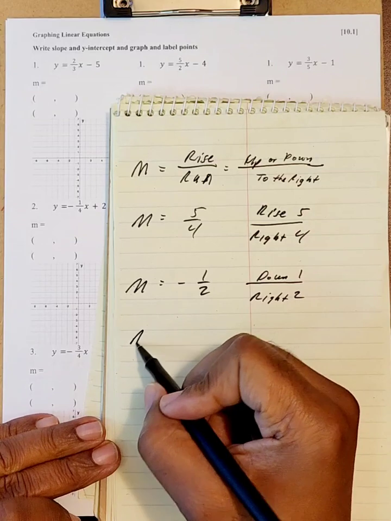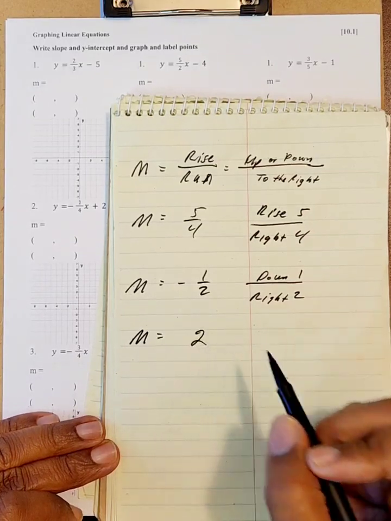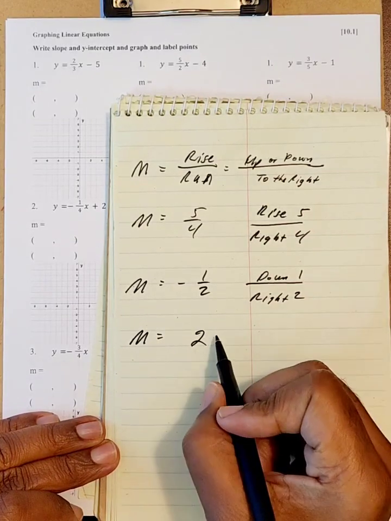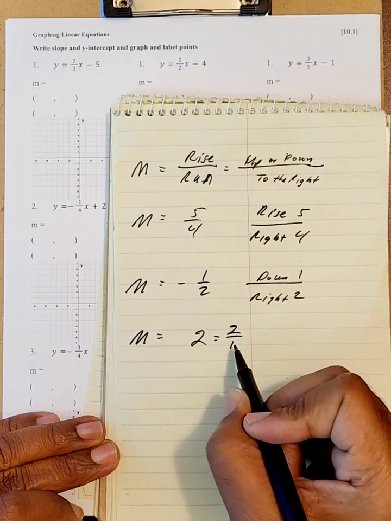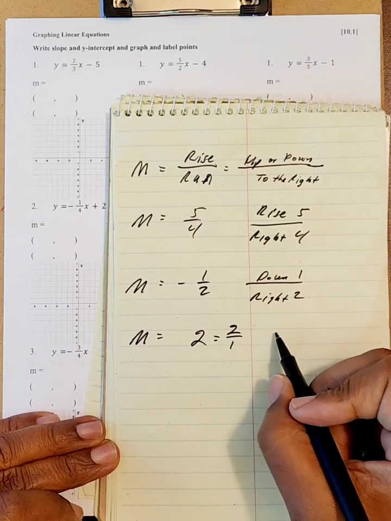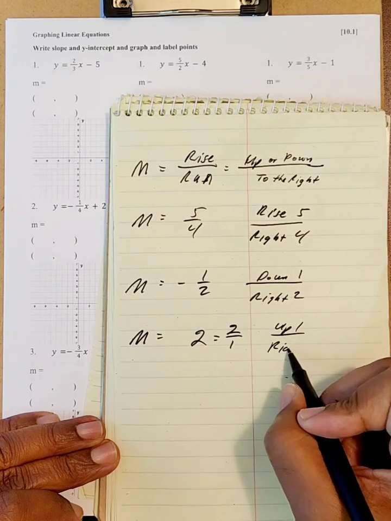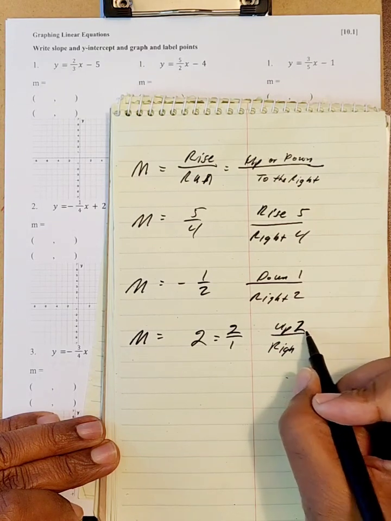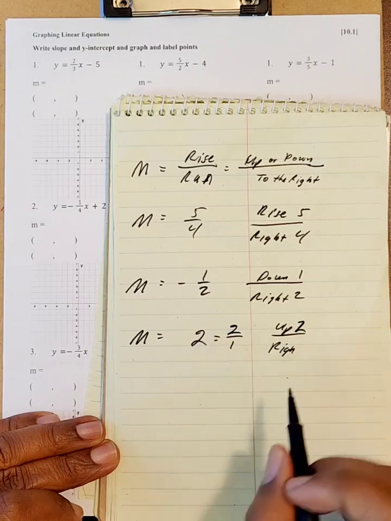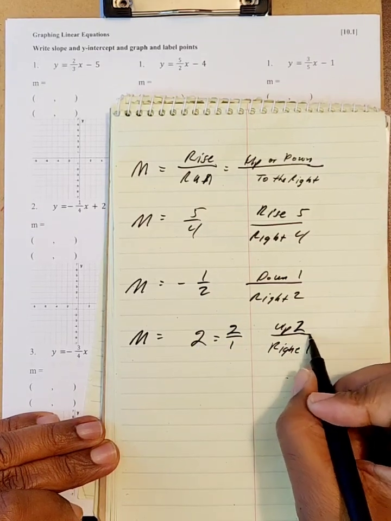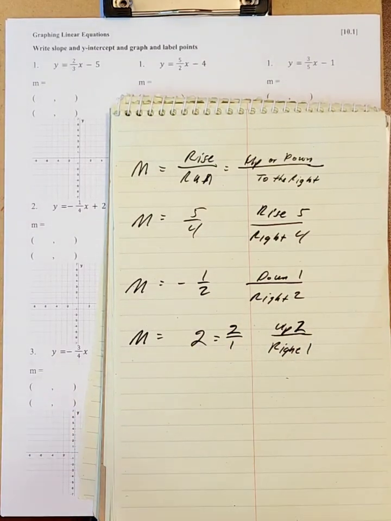And we'll also have slopes that are just single numbers, like a 2. A 2 can be rewritten as a fraction of 2 over 1, which means that we go up 2 times and to the right 1 time. So let's take a look at these.